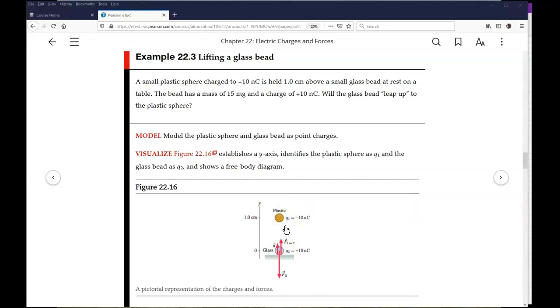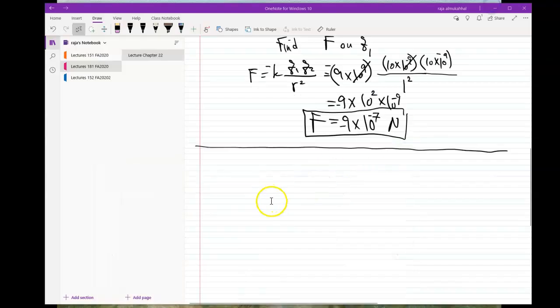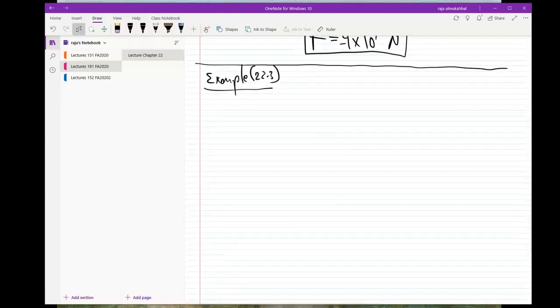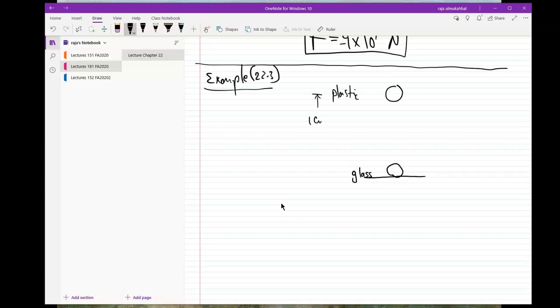Okay, so let's do this problem. Let me take the book away, and I'll just use my OneNote here for the example. Here is the bead, and that is the table right here. Here's the glass bead, and that's the plastic one. They are separated by a distance of 1 centimeter.